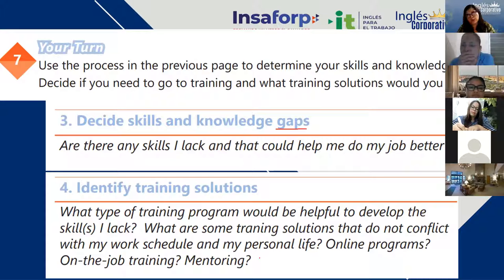And the other one, well, I don't have time now to go to the supermarket because I have to be in a training. So make a balance here and check what are the training solutions that do not conflict with work but not even with personal life. So it should be in the middle. And then you have some options like online trainings or online programs that you can do whenever you want. On the job training, that means, have you seen in the bank where there is somebody sitting working, right? And there is another person just like this.